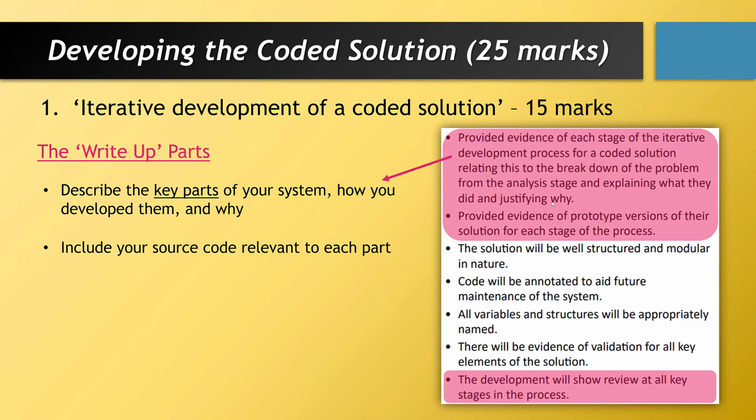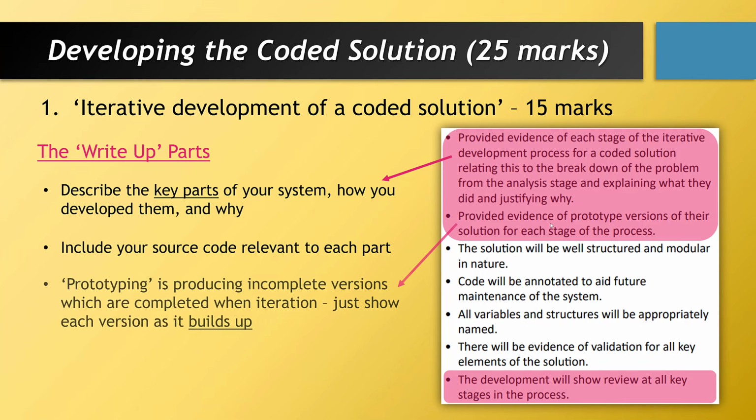So the next bullet point of the mark scheme is providing evidence of prototype versions of your solution for each stage of a process. So prototyping is where you are effectively producing incomplete versions of your code, but over time you're steadily building these up and improving them as you are iterating. So what this means in effect is just show your source code building up over time. So you might write a subroutine and it's a bit buggy, it's not really working. You then test it, you find the bugs, then you build it up and improve it, and you show that improved code.